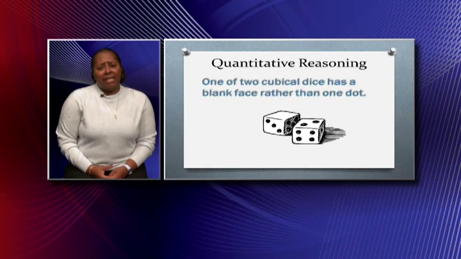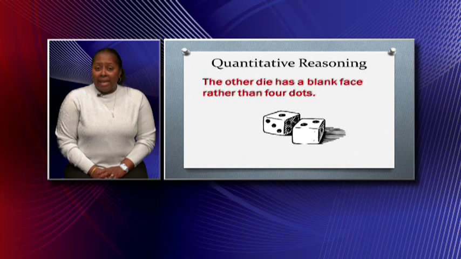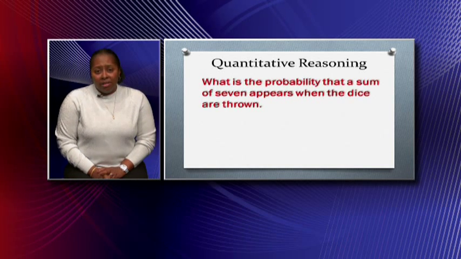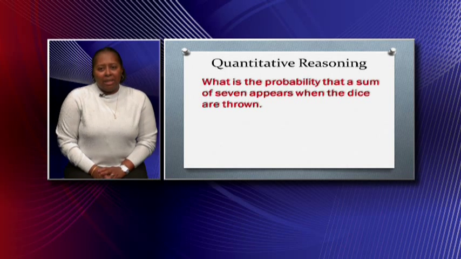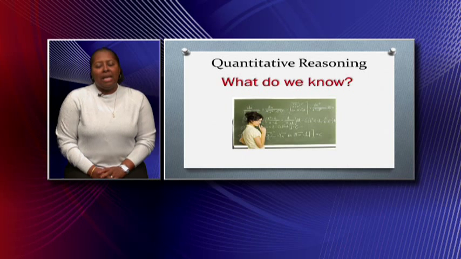So we're going to break it down into smaller bits of information. So what did we say? We know that one of the two dice has a blank face rather than a 1. We know that the second one has a blank face rather than a 4. We also know that we need to answer the question, what is the probability that a sum of 7 appears when the dice are thrown? So, what information does the problem give us?